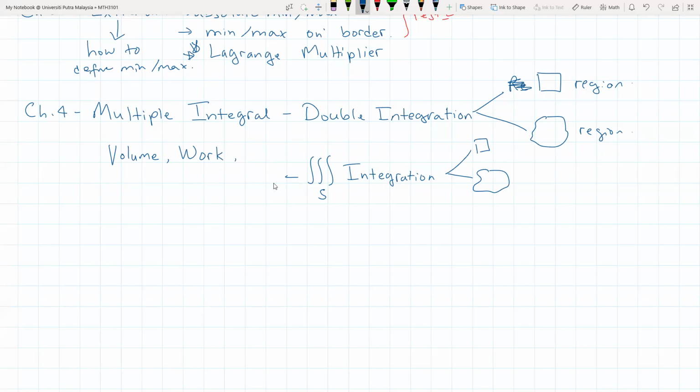And we also learn about line integration. I think line integration is in test 2. And this is related to Green's theorem. So what is the relationship between line integration and Green's theorem?